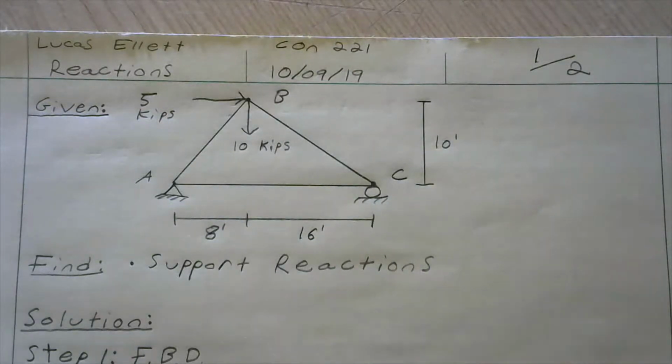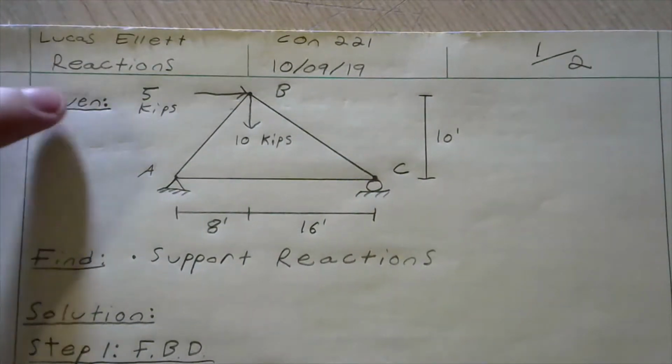Hey everyone, this is Lucas Ellett, and I'm going to show you how to calculate reactions. This is particularly for chapter 2, because you're going to need to calculate reactions both for the method of joints and method of sections. And if you don't know how to do the reactions, it's hard to go on to joints and sections. So this will help you guys.